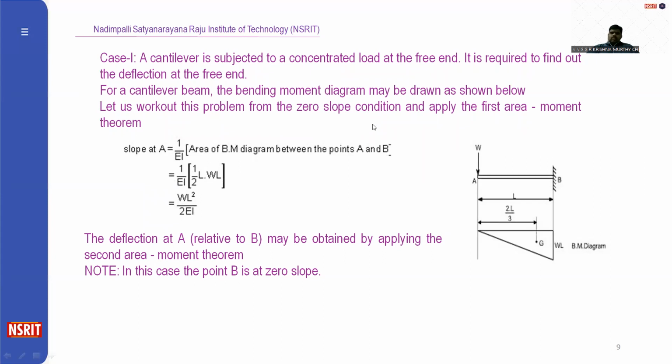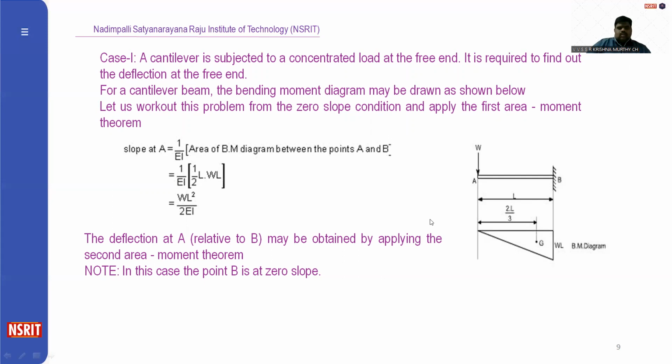So at the no slope condition, we could take the slope at A as 1 by EI, area of the bending moment diagram from A to B. This is the formula which we discussed earlier. So 1 by EI, how much distance? Half, the total half, L into WL. So WL square by 2 EI, X distance. Okay. So the deflection from A to B may be obtained by the second moment area method.